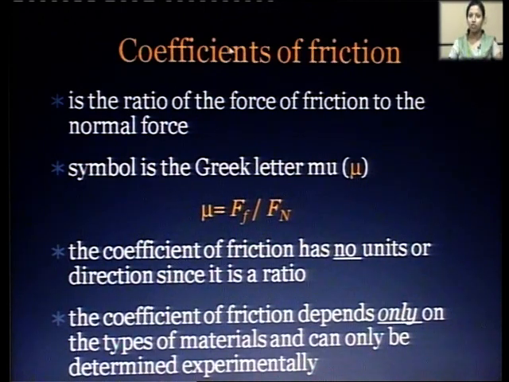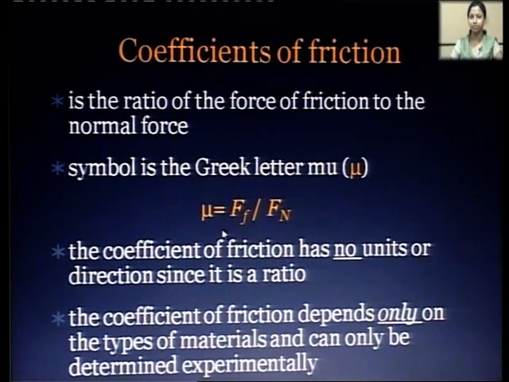Next we come to the point of coefficient of friction. This is a very important point. It is the ratio of force of friction to the normal force. We know the weight of the body acts downward and the normal force is in the upward direction. So from this we can define the coefficient of friction. The symbol for the coefficient of friction is mu, the Greek letter mu. It is defined as force of friction to the normal force, F upon Fn.